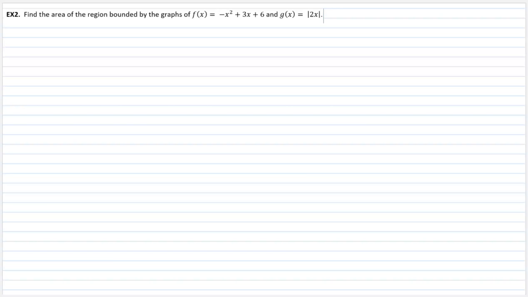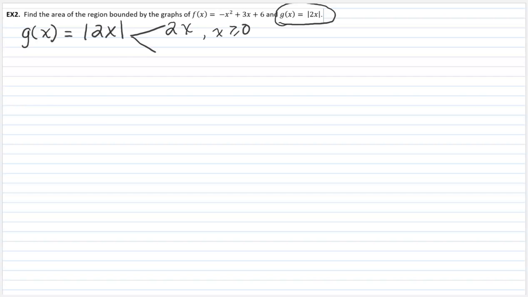Okay, so first we have to deal with this function right here, this g of x. Okay, so g of x being the absolute value of 2x, right? Now the absolute value of 2x is going to be itself, which is 2x, if x is greater than or equal to 0, and it is going to be its opposite if x is less than or equal to 0. Okay, so that's the piecewise function of an absolute value.